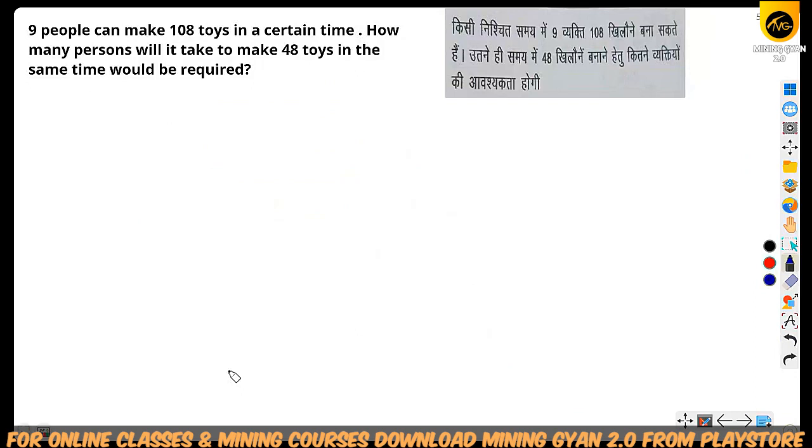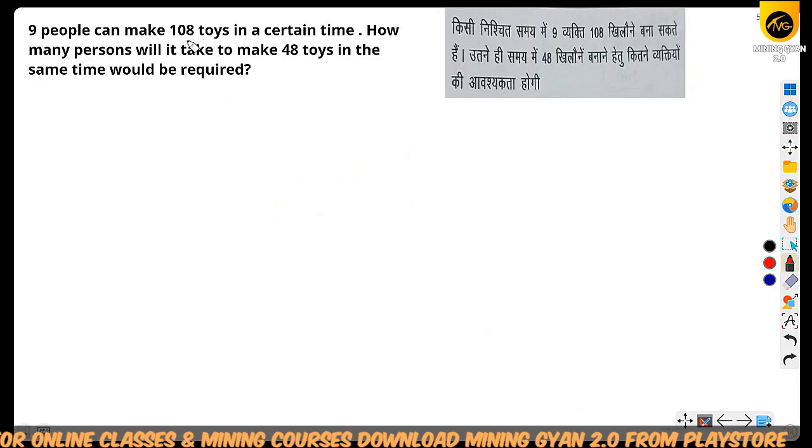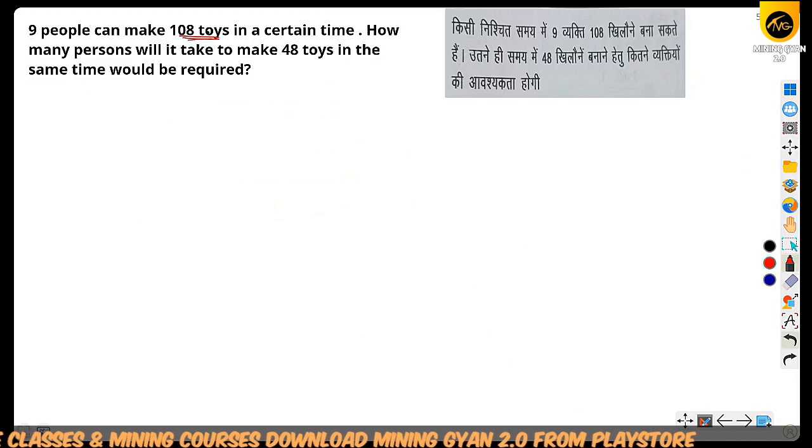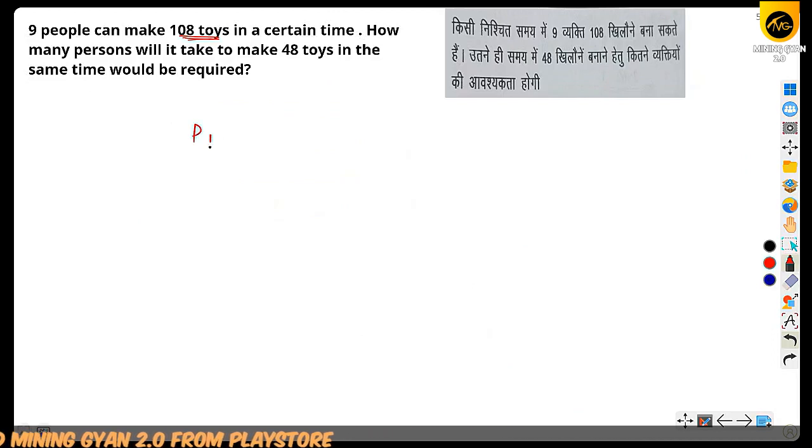Okay, 9 people can make 108 twice in a certain time. How many persons will it take to make 48 twice in the same time? So basically the number of twice is the work, number of piece of work. So basically the 108 twice is the piece of work. So in that case we have to use number of person and work.